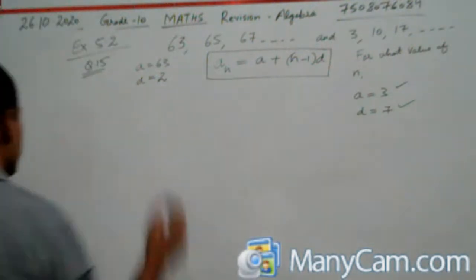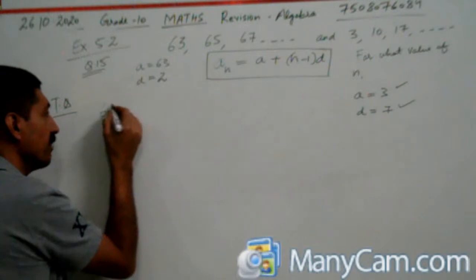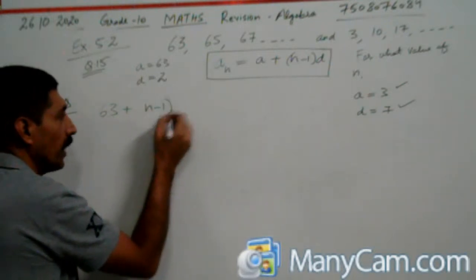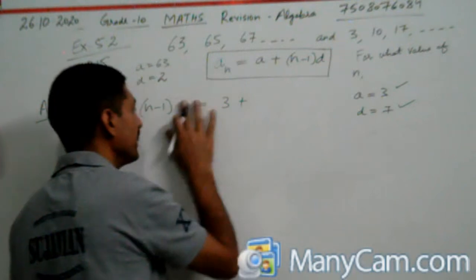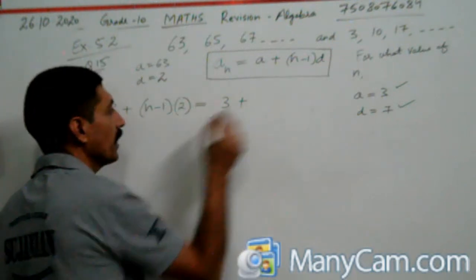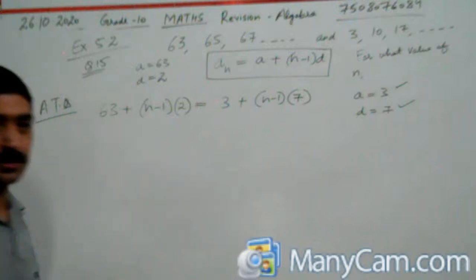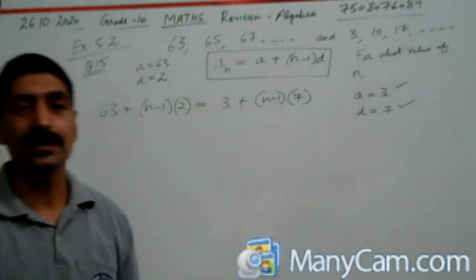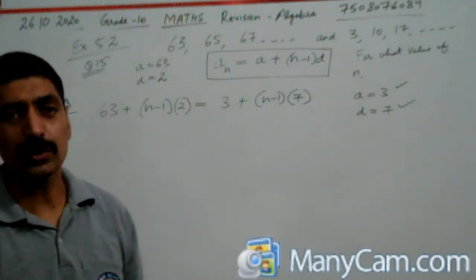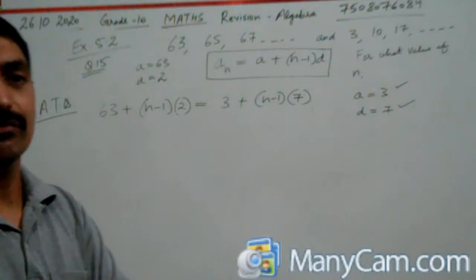So according to the question, you can write that 63 plus n minus 1 into 2 is equal to 3 plus n minus 1 into 7. According to the question, the nth terms are equal. So here we will solve and find the value of n, and you can check that for this value, in both APs the terms have the same value.